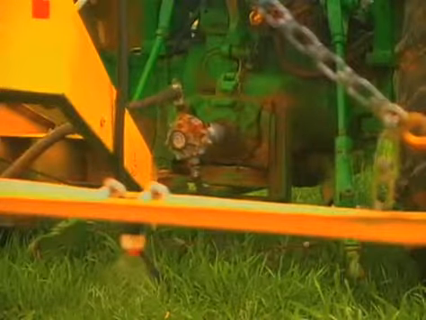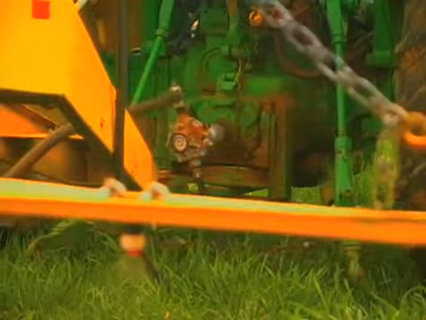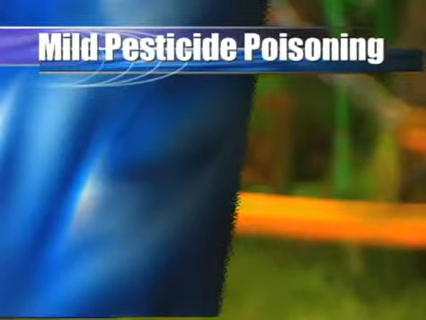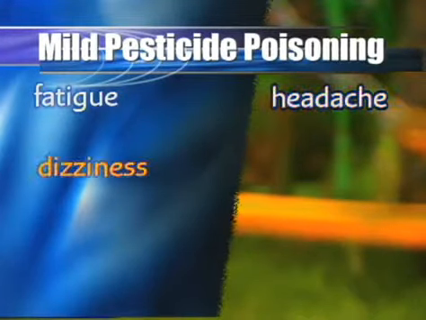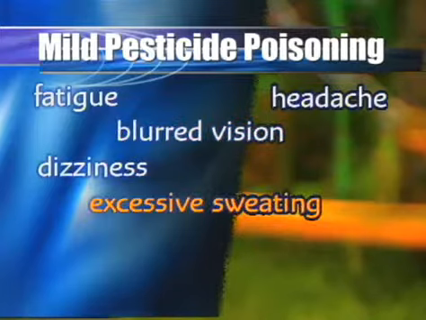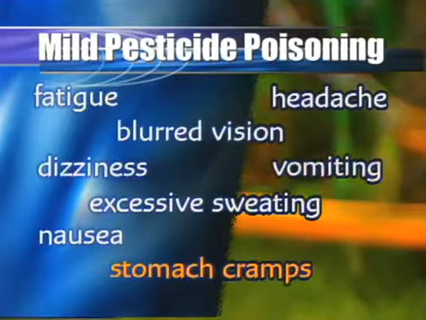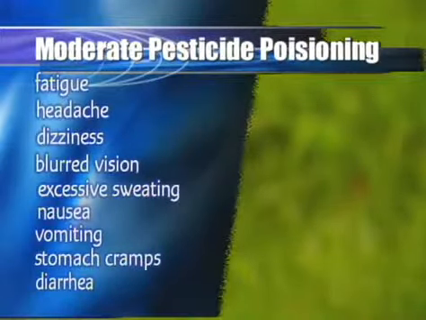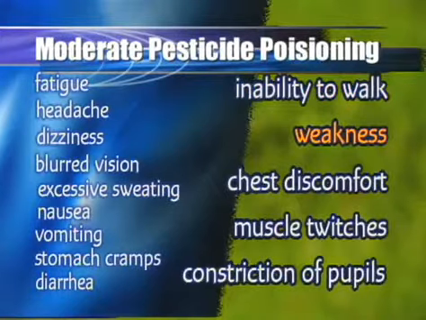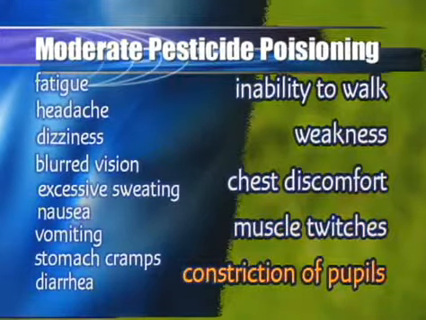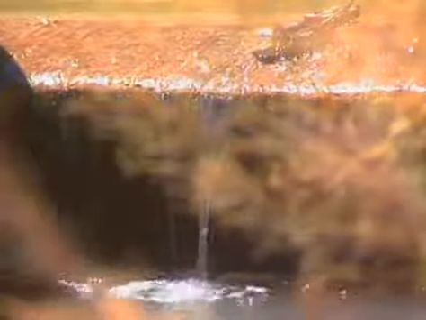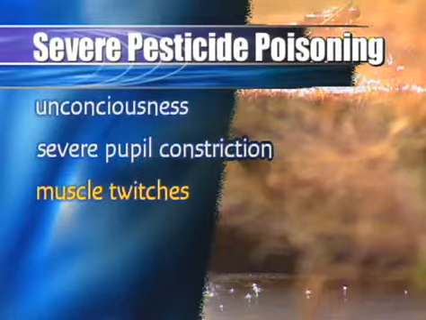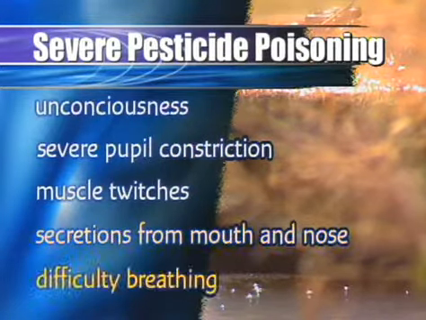Know the signs and symptoms of pesticide poisoning so that first aid can be administered immediately. A person with mild pesticide poisoning will exhibit signs of fatigue, headache, dizziness, blurred vision, excessive sweating, nausea, vomiting, stomach cramps, and diarrhea. Moderate pesticide poisoning will include all of these symptoms, plus the inability to walk, weakness, chest discomfort, muscle twitches, and constriction of pupils. With severe poisoning, the person will become unconscious, experience severe pupil constriction, muscle twitches, secretions from the mouth and nose, and difficulty breathing.